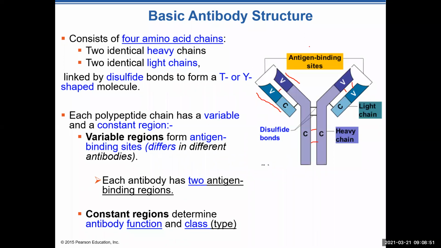Don't, you forgot it, right? It's okay, no problem. Cysteine, absolutely. Shatha, very good. It's the cysteine, yes, absolutely.